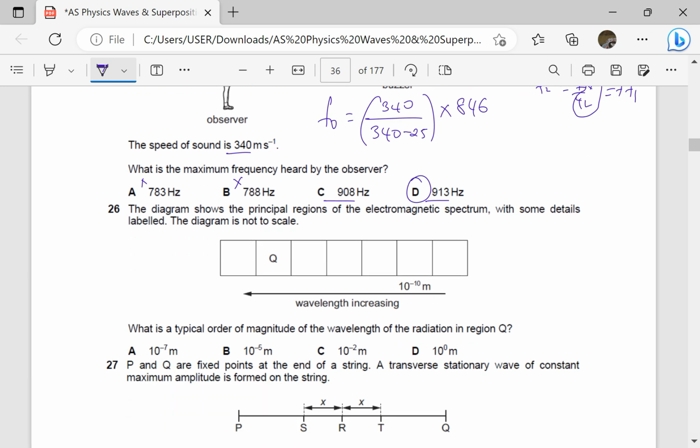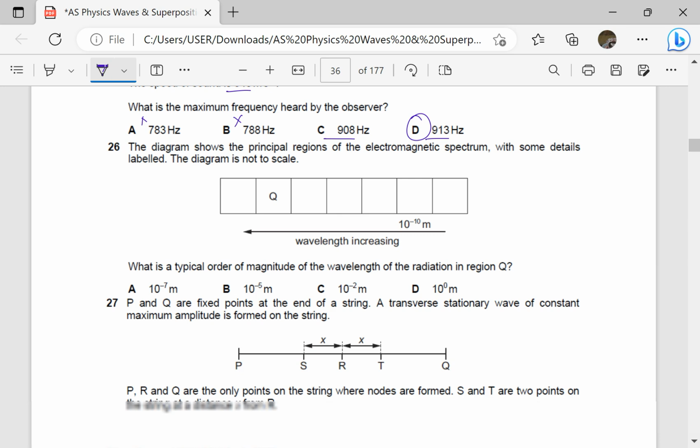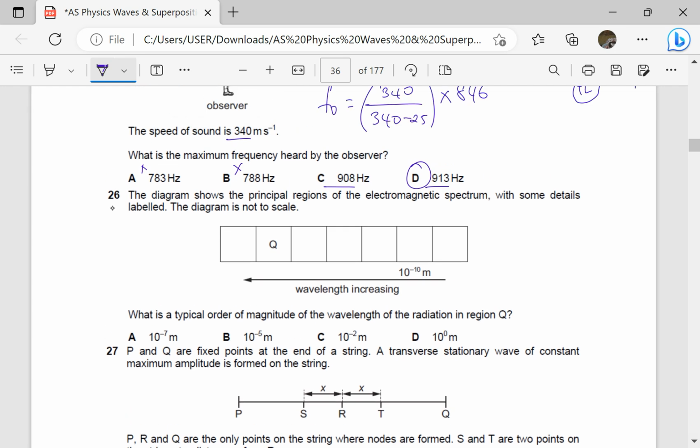The diagram shows the principal regions of the electromagnetic spectrum with some details labeled. The diagram is not to scale. What is the typical order of magnitude of the wavelength of the radiation region Q? So this is increasing wavelength. That means this is the highest. So Q is microwaves, and the order of microwaves is approximately 10 power negative 2.